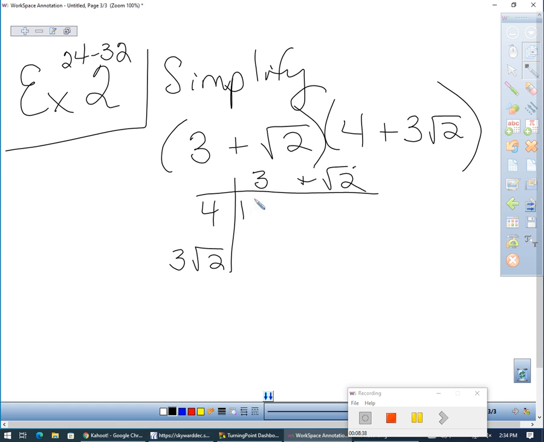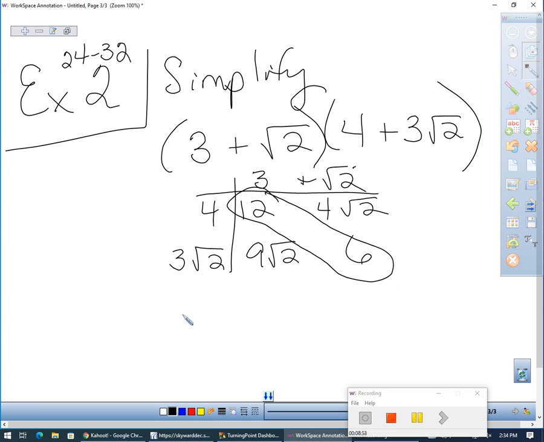4 times 3 is 12. 4 times square root 2 is 4 square root 2. 3 times 3 square root 2 is 9 square root 2. And then square root 2 times 3 square root 2 is 3 square root 4, which is 6. Very good. All right, now you'll notice in our box, the diagonal this way is going to add together first.